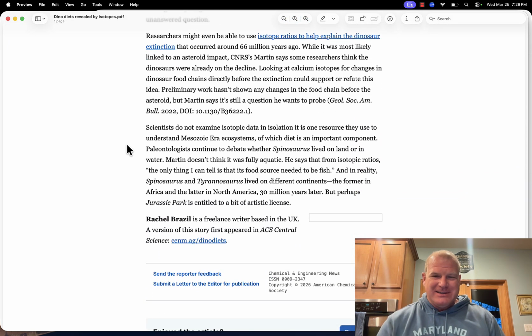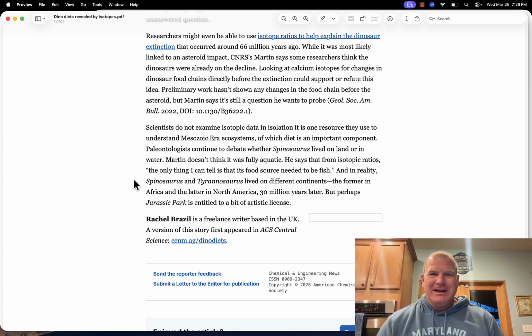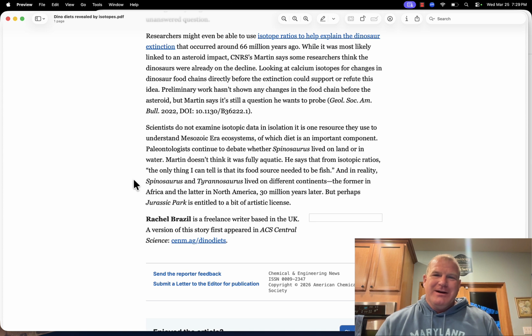I like the last sentence though, in talking about the data and specifically the Spinosaurus. Turns out that it had a bit of a pescatarian diet, so it was eating fish. So it wasn't the various diets shown in the movie, I didn't see the movie, so I don't know. But I like the last sentence: perhaps Jurassic Park is entitled to a bit of artistic license. That's an interesting sentence to end the article. I had a good laugh at that.